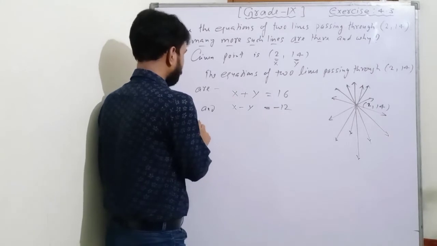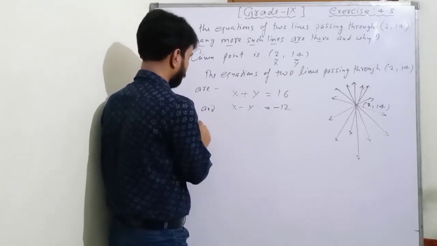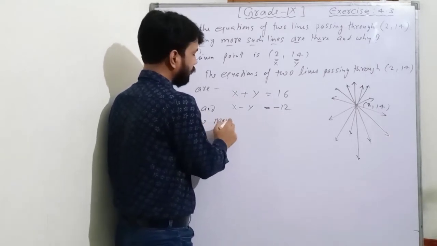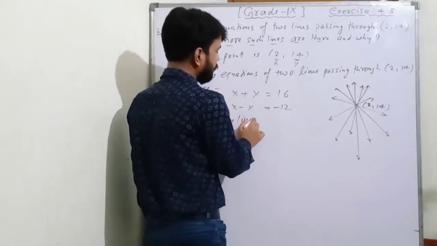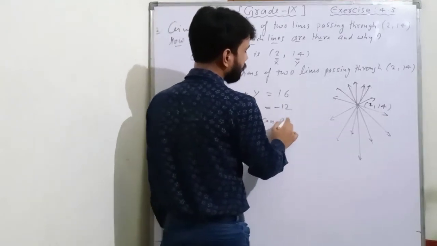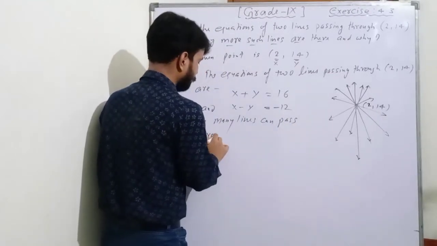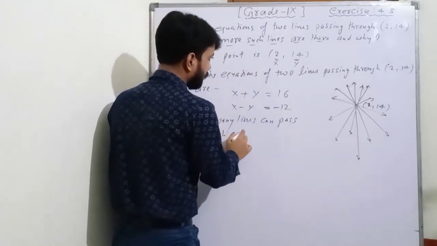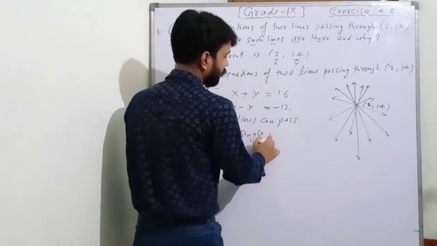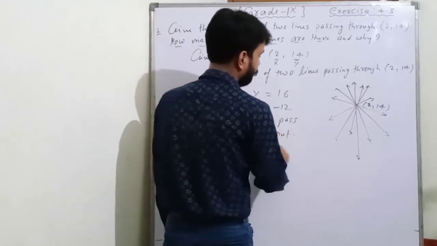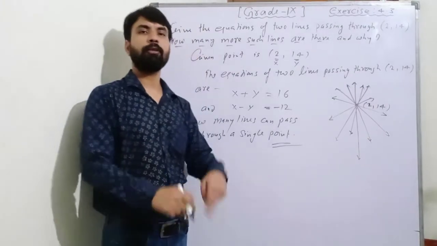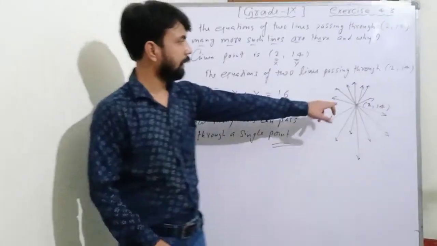Now many lines can pass through a single point. एक पॉइंट से इनफाइनाइट लाइंस पास हो सकती हैं, लाइक दिस.